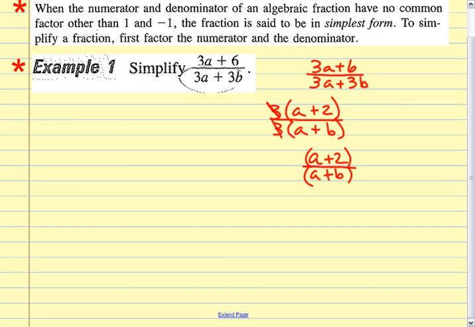I can only cancel things that are factors, entire factors of the polynomial. All right? Great job. Let's look at the next one now.